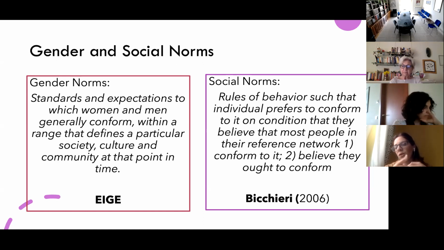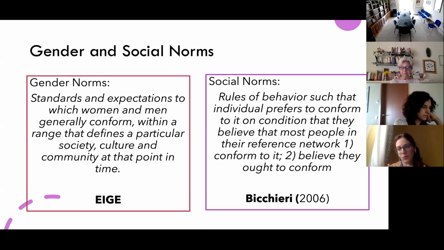I'm going to use the definition of Cristina Bicchieri, just because she was my mentor, but of course there are other, more theoretically technical definitions of social norms, but this is the most practical one. And this is why I wanted to introduce you to this definition. So for Professor Bicchieri, social norms are rules of behavior such that individuals prefer to conform to that behavior on condition that they believe that also other people in the reference network are going to conform, and they believe that other people ought to conform.